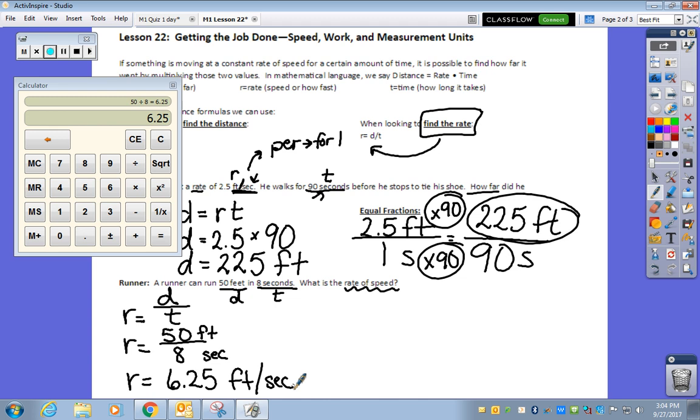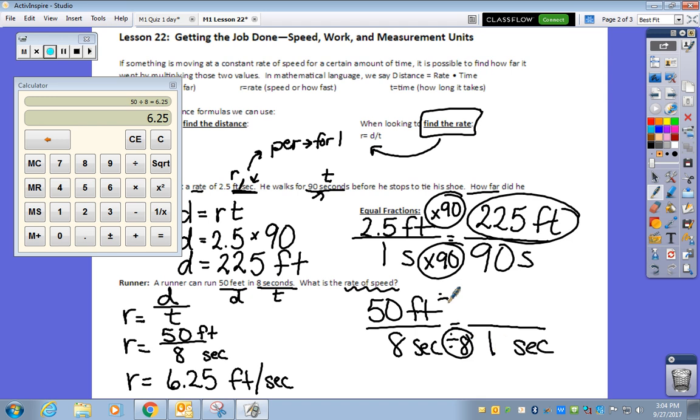We can also do this with equal fractions. We have 50 feet for 8 seconds. Whenever we're trying to find a rate of speed, we're trying to see how fast they can go in one of whatever time we're looking at, so how fast they can go in 1 second. So we would divide 8 by 8 to get that 1, divide the 50 by 8 to come up with that 6.25 feet for 1 second. So again, it's just whichever you're comfortable with. If you prefer to use the formula, that's wonderful. If you prefer to use the equal fractions, great as well.